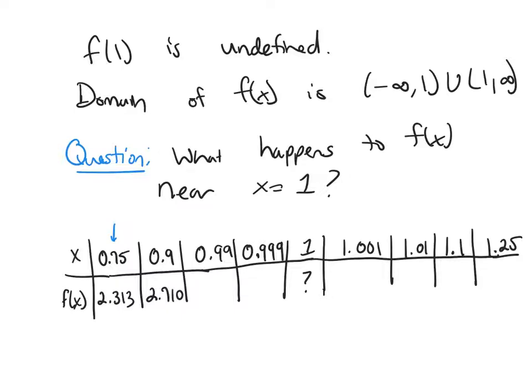2.710. I rounded to 3 decimal places. 2.970, 2.997, 3.003, 3.030, and 3.813.